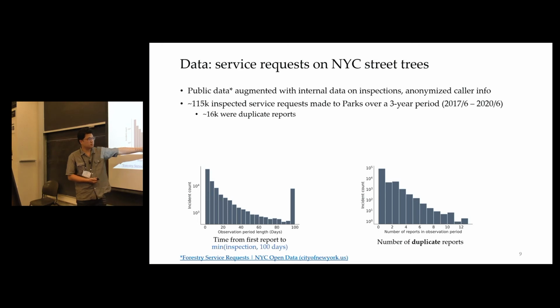at 100 days. And the graph on the right depicts the number of duplicate reports that we observe in the data. So most of the incidents actually only get one report. So there are 0 duplicate reports.